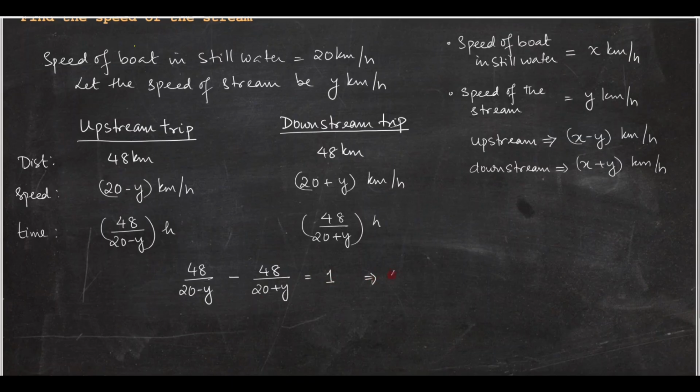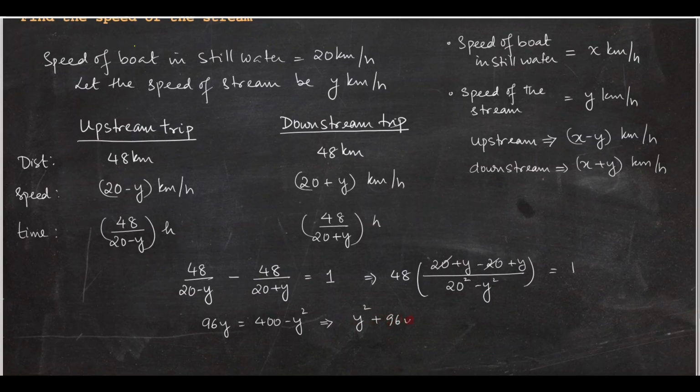If we take 48 common, the LCM becomes 20 squared minus y squared, and the numerator becomes 20 plus y minus 20 plus y, all of this equal to 1. So the 20s get cancelled, and we get 2y times 48, which is 96y, equal to the denominator cross multiplied to the other side, which becomes 400 minus y squared. So the quadratic is y squared plus 96y minus 400 equal to 0.